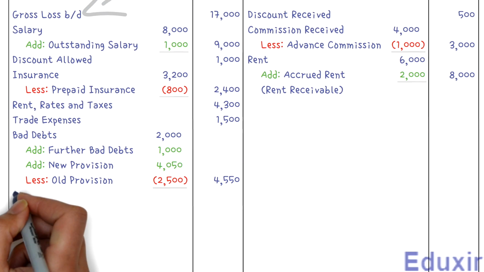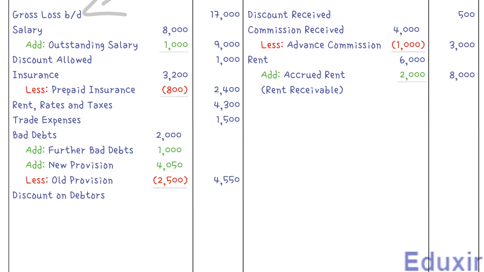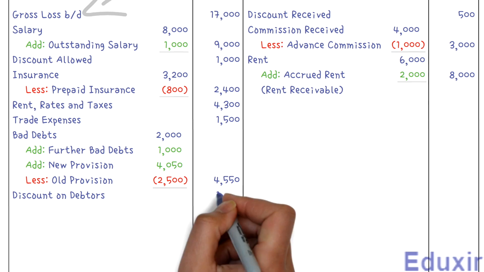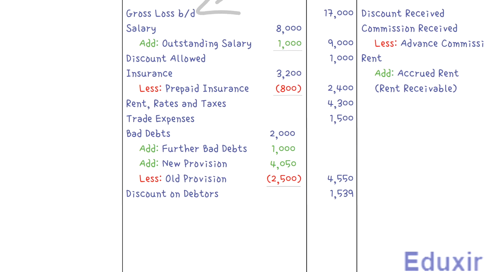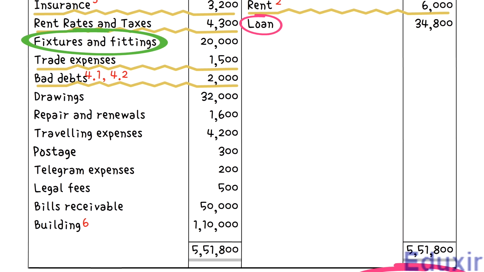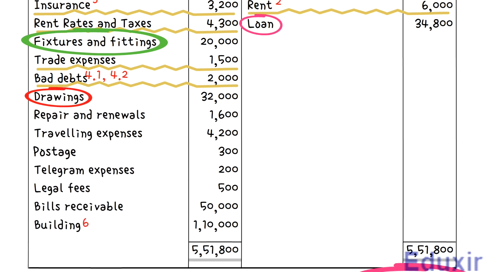So let's first write discount on debtors on the expenses side of the profit and loss account. Let's then write the discount on debtors amount of 1,539 rupees in the amount column. With that, we have completed the discount on debtors related posting into the profit and loss account. Let us now consider the next balance in the balance sheet. The next balance is related to the drawings. As you know, the drawings are a contra account of capital, so it should be presented in the balance sheet. So let's deal with the next balance.